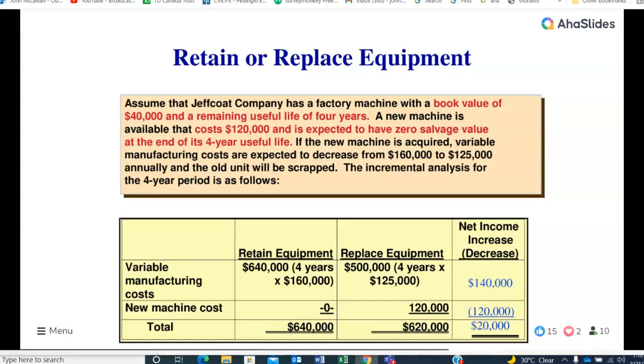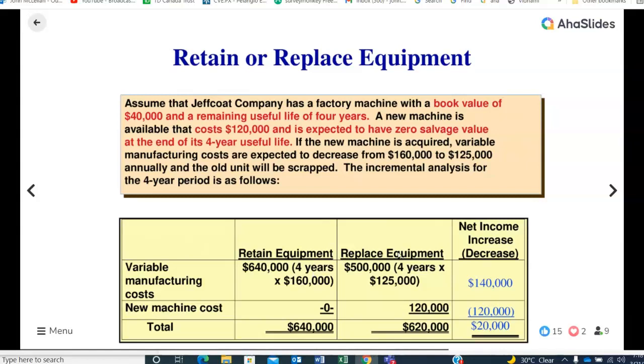What's the incremental analysis? Now, the question here is, do I retain this equipment for the next 4 years or replace it with a new piece of equipment that I will use for the next 4 years? That 4 years is very important. Why? Because the savings are the operating cost of $160 per year if I retain, the variable operating cost. And it's $120 if I exchange that equipment.